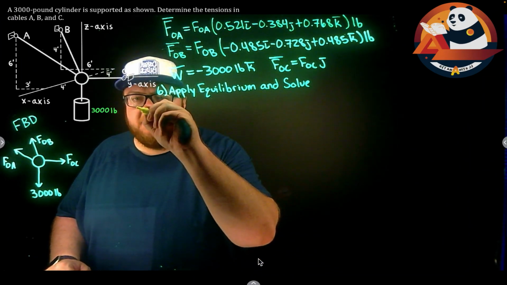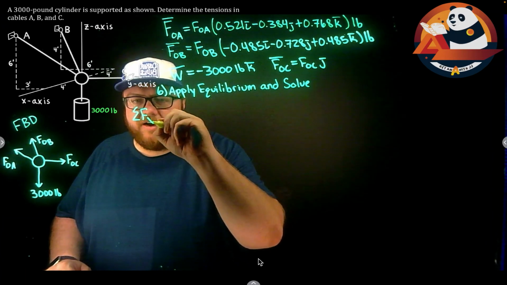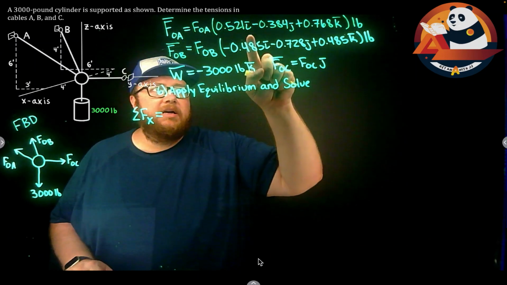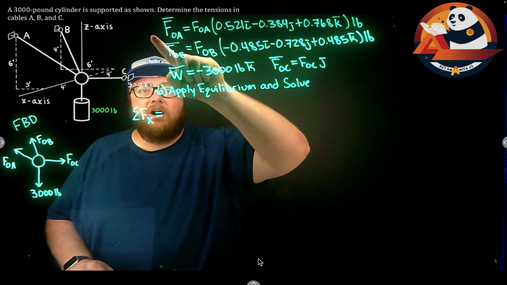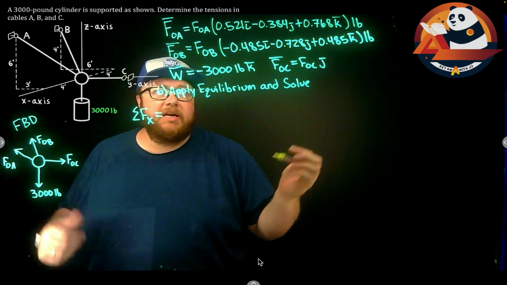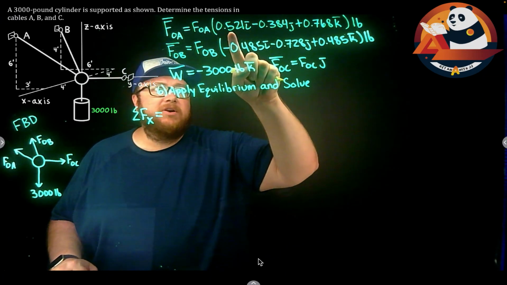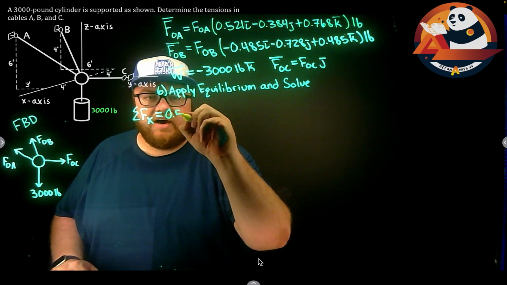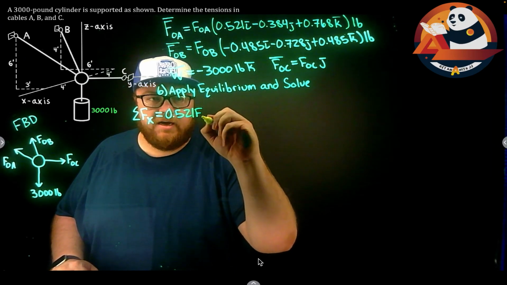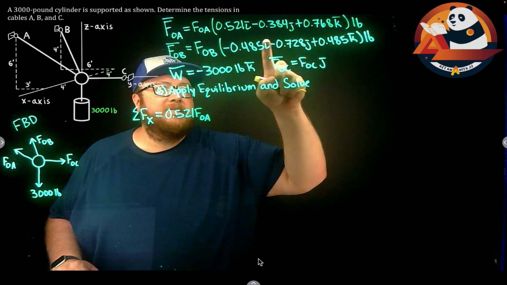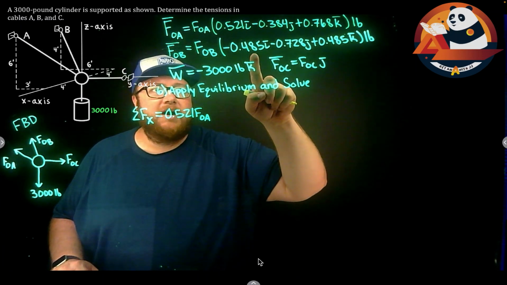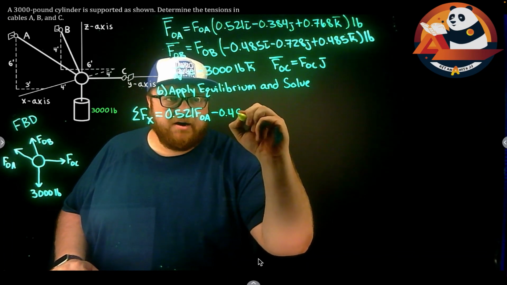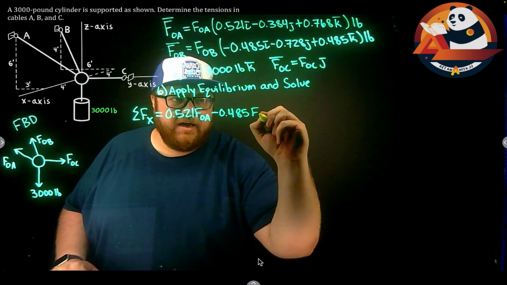So I'm going to start by summing my forces in the x direction. If I'm doing that, x correlates to an I component. So I just want to go to all 4 of my force vectors and pull in any I component that I have. So for my first one, I had 0.521 FOA. From the second one, we had minus 0.485 FOB.